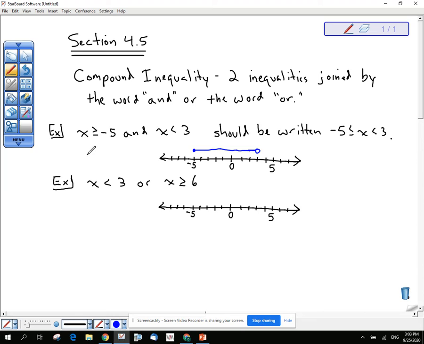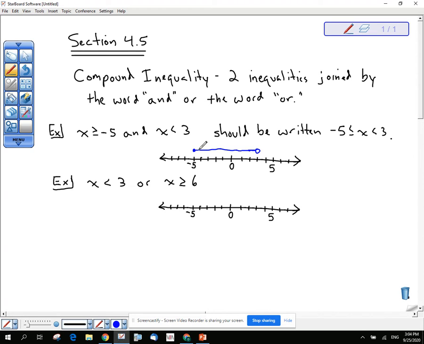And the reason that this is the and situation is because only numbers that are along this segment right here actually satisfy both conditions. That's different than or. So for something to be or, it's either or, one or the other. It doesn't have to be both. For something to be and, it has to be both. It's like in National Honor Society, you have to have this grade point average and a certain amount of volunteer hours, right? If you don't have the volunteer hours, you don't get to be in National Honor Society. If you don't have the grade point, you don't get to be in National Honor Society.